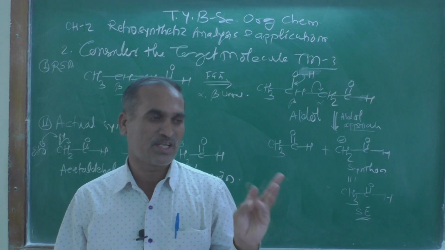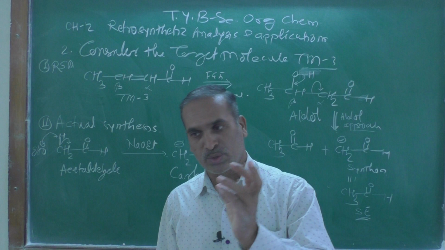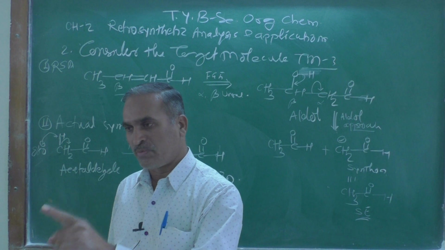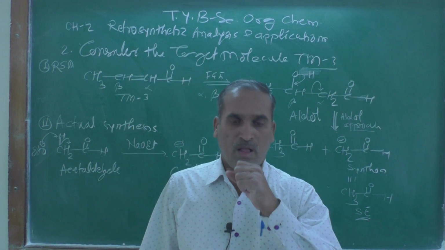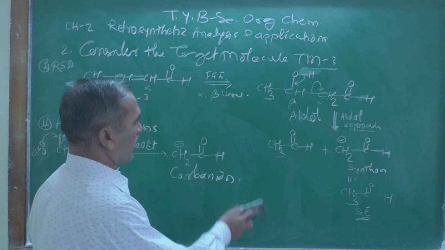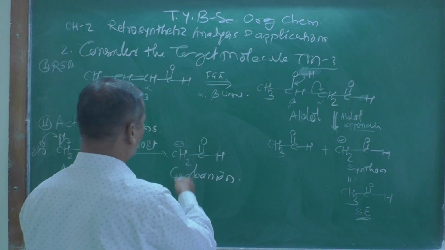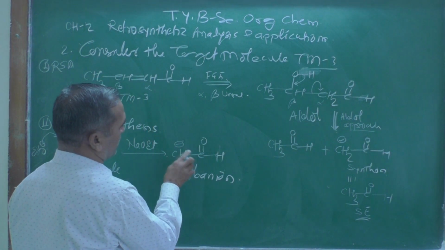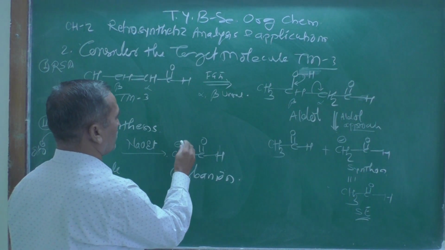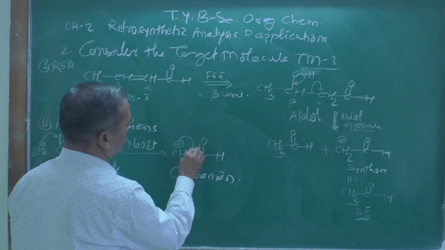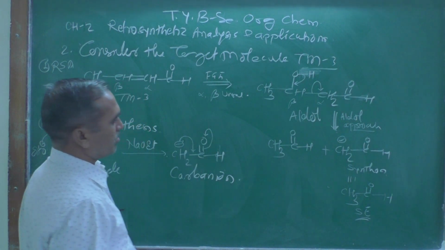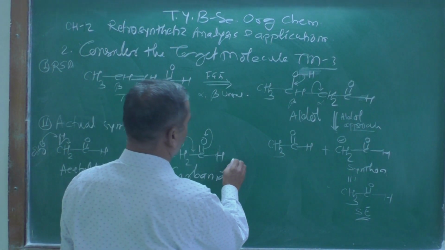There we have seen 4 factors. Number 1, the percentage of s character of the carbanion. Number 2, inductive effect. Number 3, resonance effect. Number 4, aromatization. These are the factors which stabilize the carbanion. Here, the negative charge is stabilized due to the resonance effect, because adjacent there is a strong electron withdrawing group, and the negative charge forms a double bond, and the negative charge comes on the other atom, giving the species obtained.